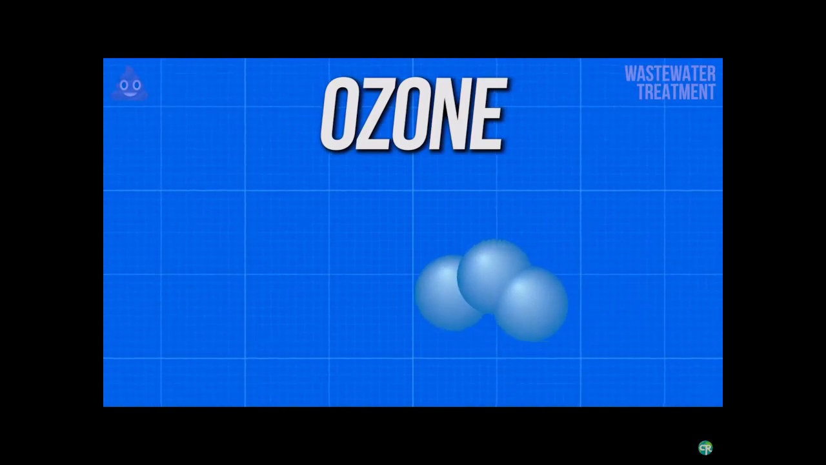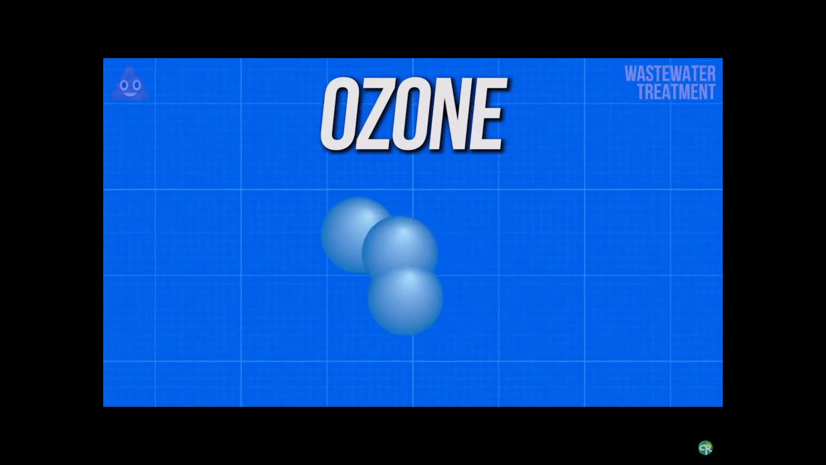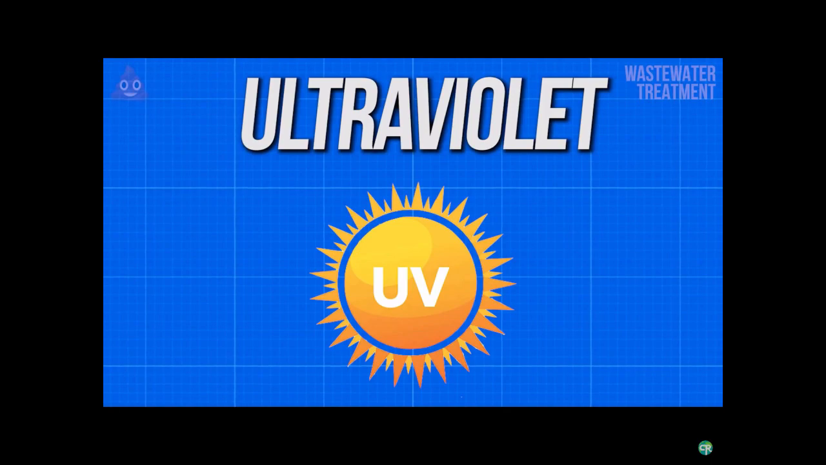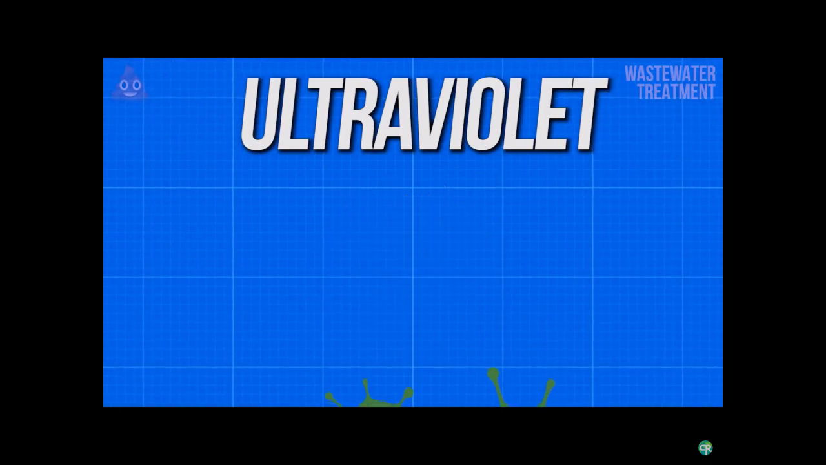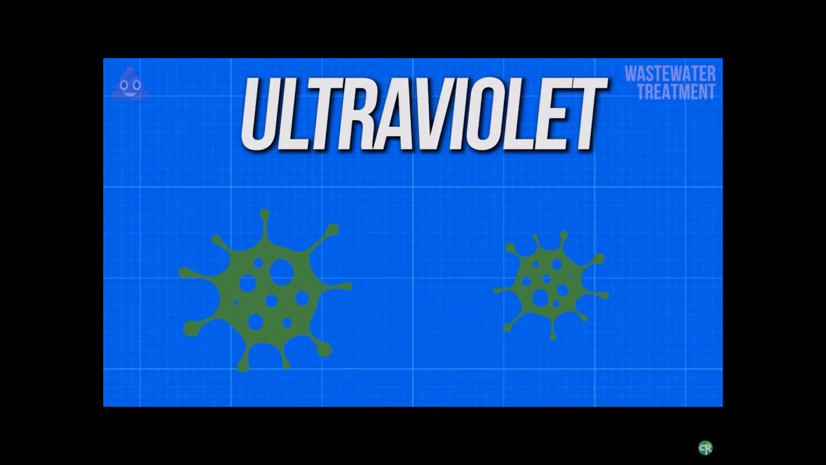The last common method uses ultraviolet light to scramble bacteria's DNA so that they cannot multiply. In UV disinfection, the bacteria in the water are killed, or rather they're sterilized, rendering them harmless.